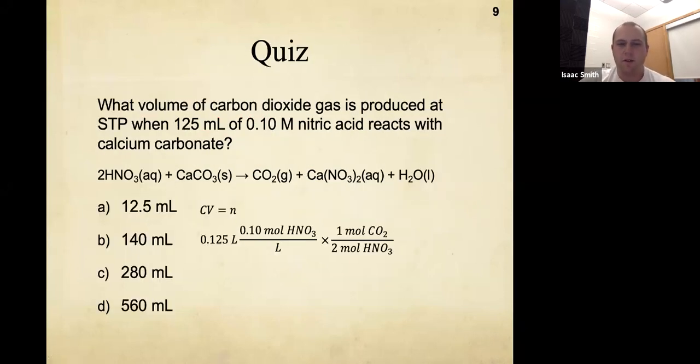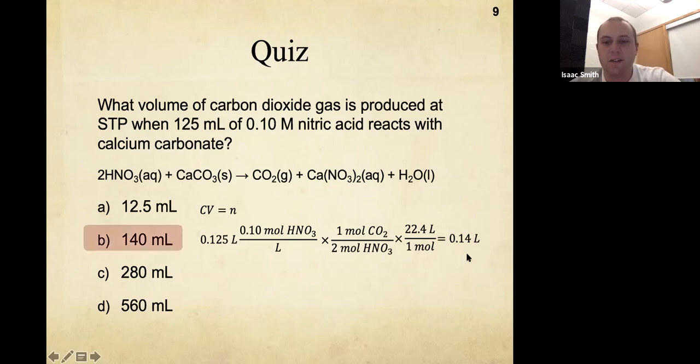So this is going to walk through it here. We got our volume times molarity gives us moles of nitric acid, convert to moles of CO2, and we can use 22.4 liters per mole to get us to the liters of carbon dioxide. Convert that to milliliters and you got answer B.